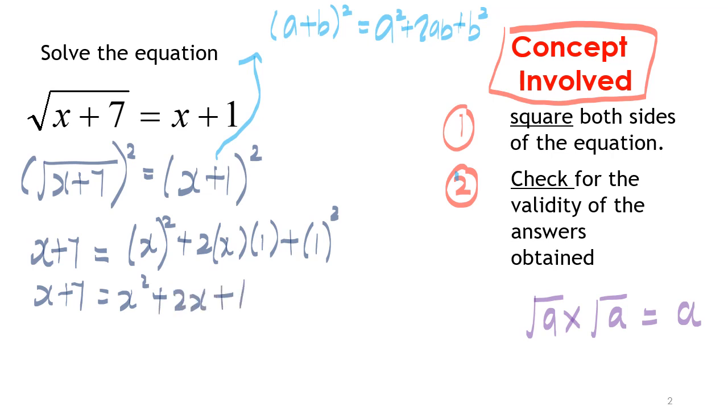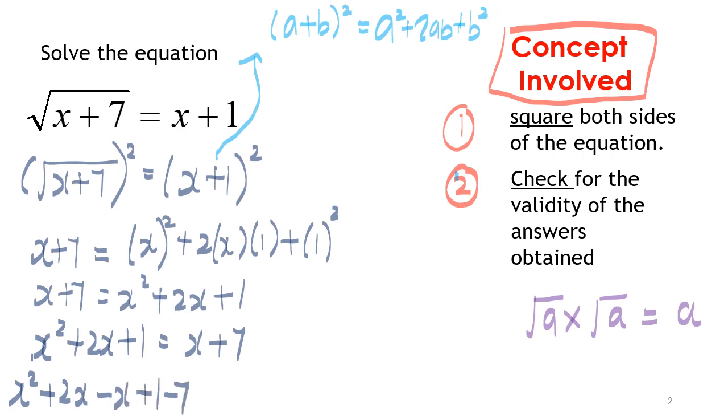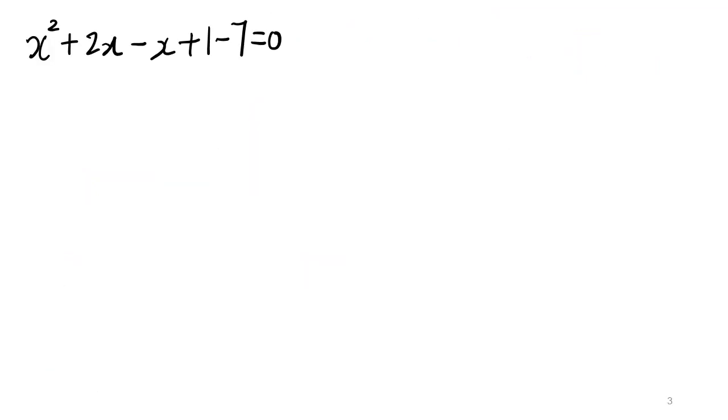Right, and then bring everything to the left hand side, or rather you can just shift the position. x squared plus 2x plus 1 equals x plus 7. It's easier to do it this way, and then you bring whatever is on the right to the left. So you have x squared plus 2x minus x plus 1 minus 7 equals 0. Right, let's continue in the next slide.